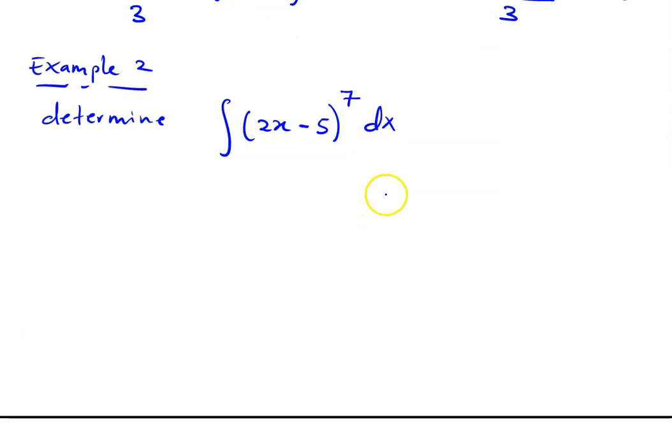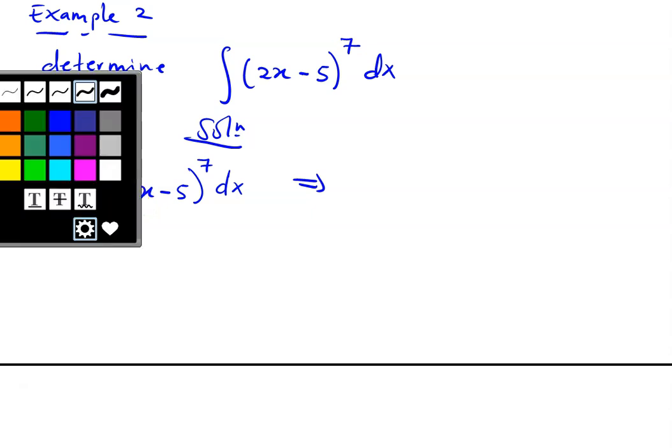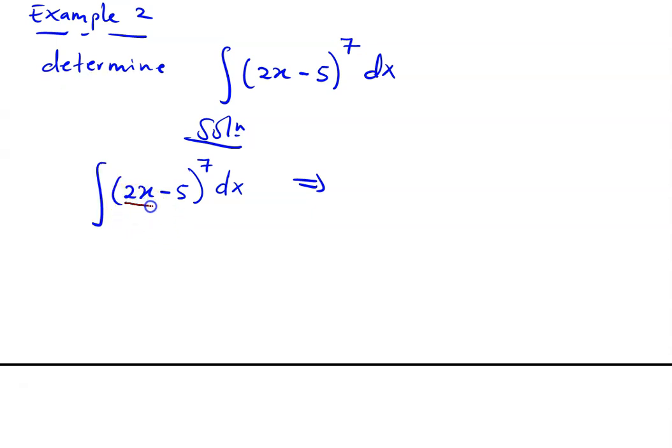Before we move on straight away, let's use the shortcut. So I have the integration of 2x minus 5 to the power 7 dx. Let's try to use the shortcut. I'll differentiate what is inside here. Differentiating it, what do I get? I'm going to get 2. So I'm going to write 1 on what?